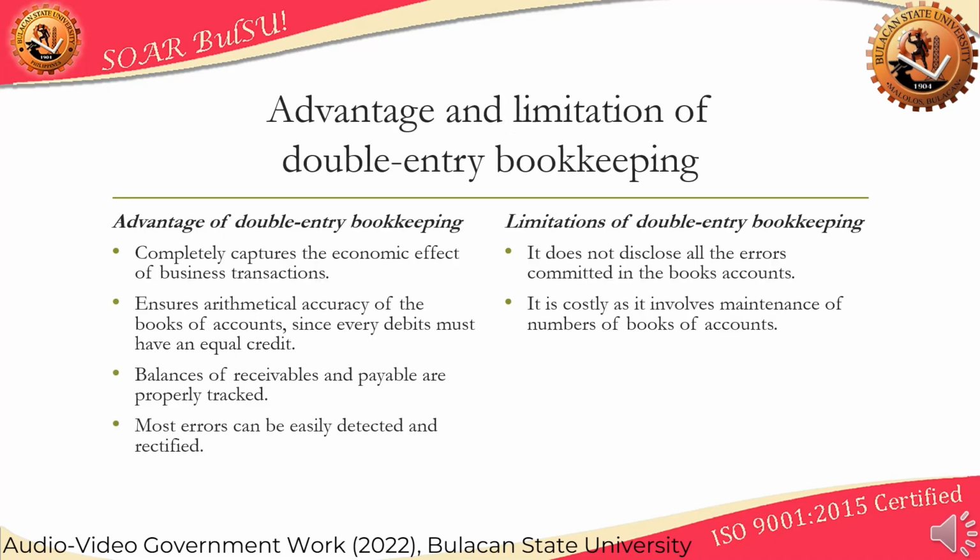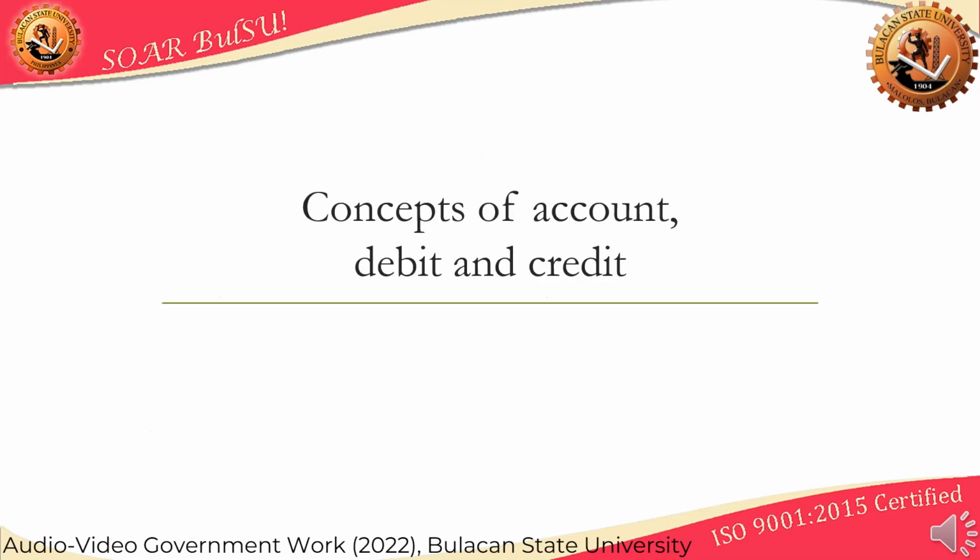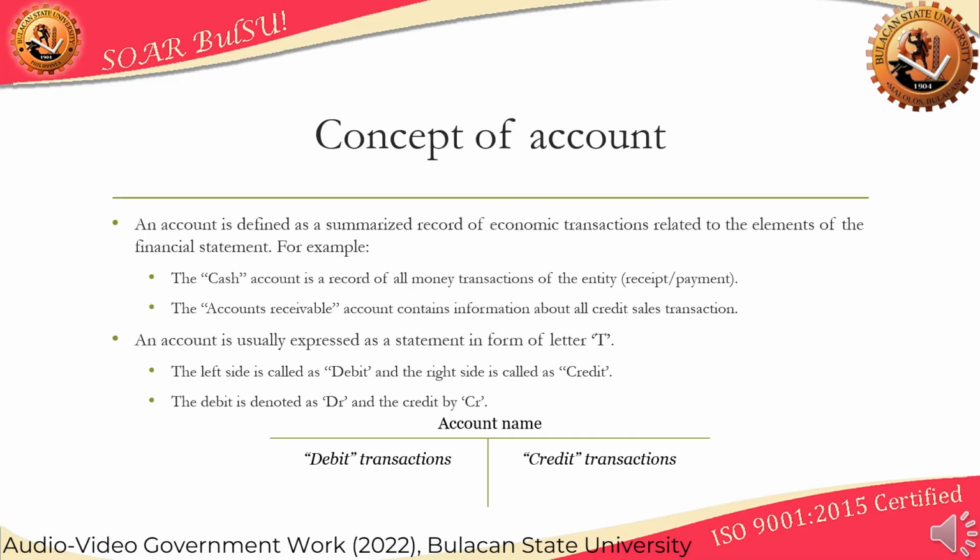To summarize, these are the benefits and limitations of utilizing the double entry bookkeeping. Let us now proceed to the concepts of account, debit and credit. In accounting, we take into summarization of economic transactions and events that will probably and certainly affect the 5 elements recently discussed: the assets, liabilities, equity, revenues and expenses with the help of the device called account.